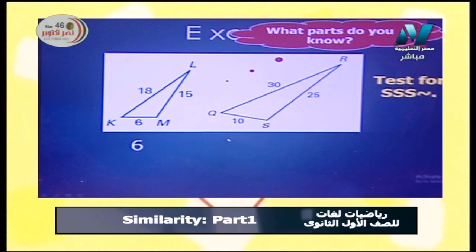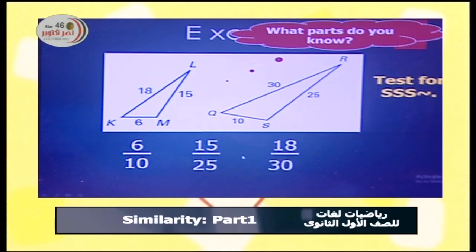Yes. Test for SSS, because we have the three sides here known and the three sides here are known also. Test for SSS similarity. We have the first triangle with sides 6, 15 and 18. Look carefully at this. Divide by what? The smallest side here, which is KM equals 6 centimeters, must be divided by 10 centimeters, which is QS, and then 25 and 30. Notice that we start with 6, 15, 18 from the smallest to the greatest, and here we also start with the smallest to the greatest, 10, 25 and 30.